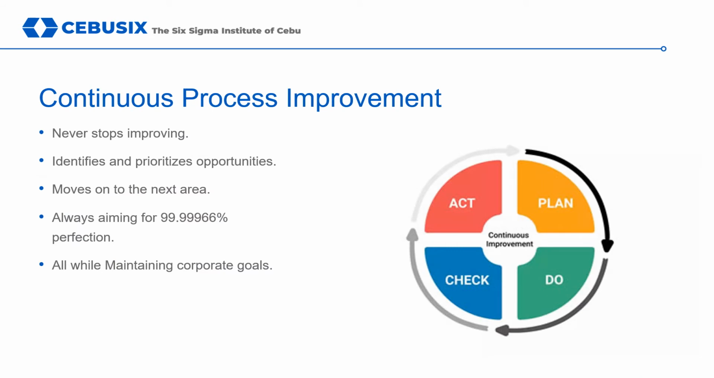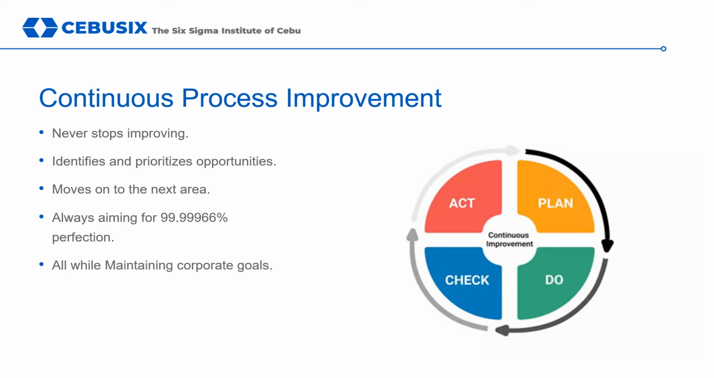Inherent in the Six Sigma method is the concept of continuous process improvement. This same concept is also an integral part of Lean. An organization that completely adopts a Lean Six Sigma methodology never stops improving. It identifies and prioritizes areas of opportunity on a continuous basis. Once one area is improved upon, the organization moves on to improving another area.